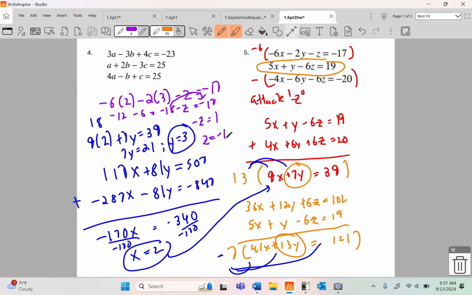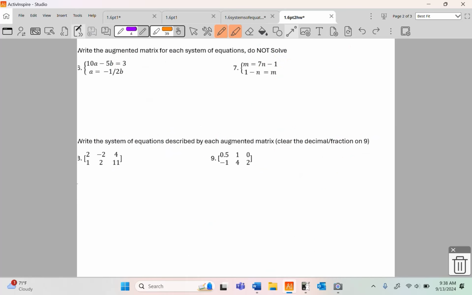And there we go. Our ordered triple would be x, y, z. X was 2. Y was 3. And let's see here. Z was negative 1. A lot of work for 2, 3, and a 1. It is what it is. See if I can do one more before break is over. Yeah, I can do 2 more of these.